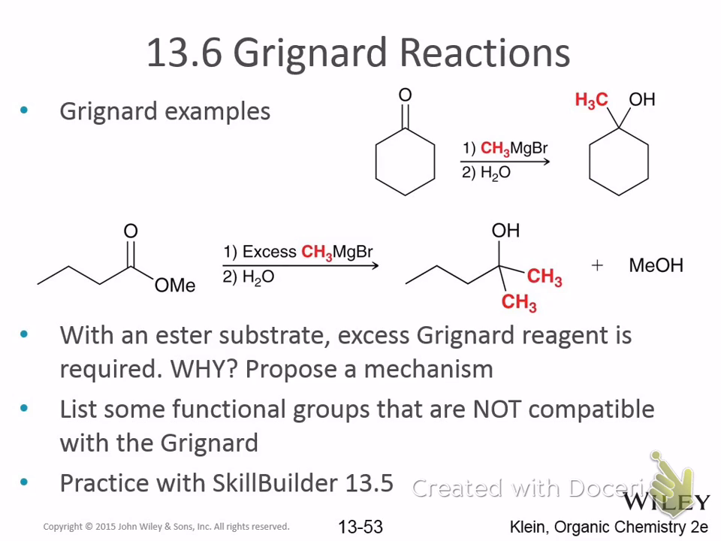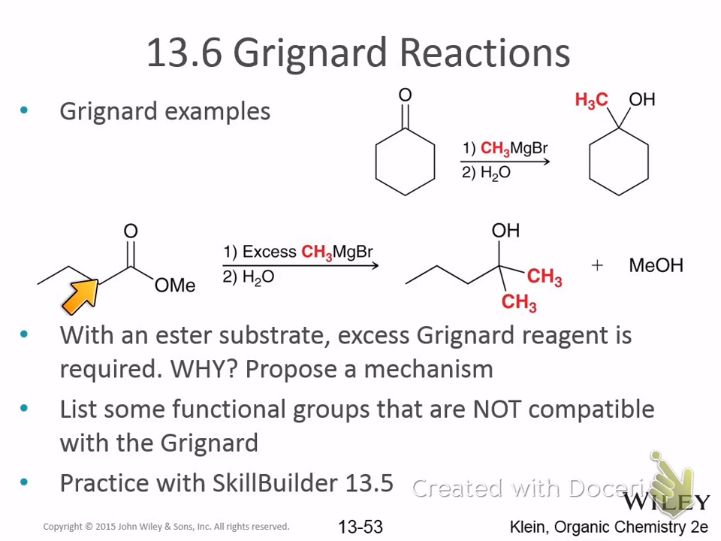All right, so some examples of Grignard reagents. Methyl magnesium bromide, that's what this is called. Carbonyl, put a methyl group there and you end up with a tertiary alcohol. Again, it's like an SN2 reaction. It's a nucleophilic reaction. It's not really SN2. It's called an addition-elimination reaction, or addition reaction.